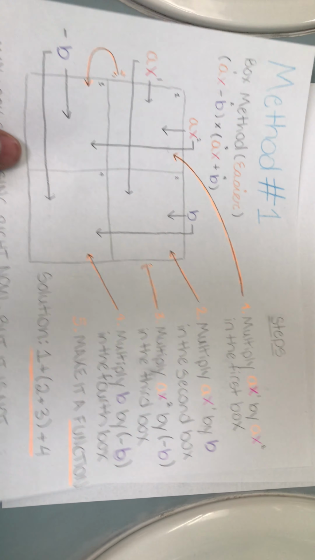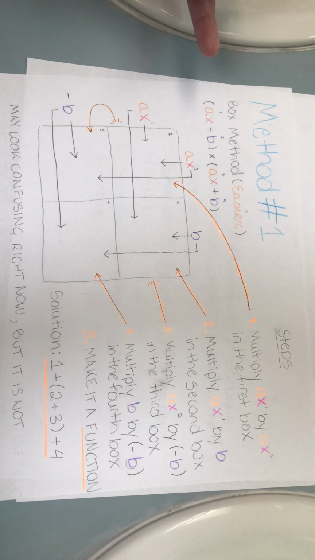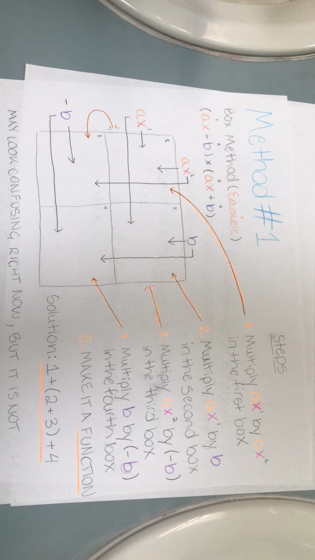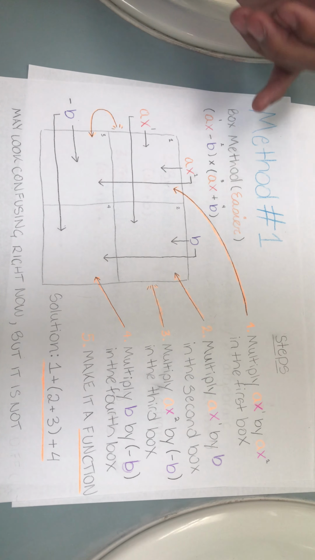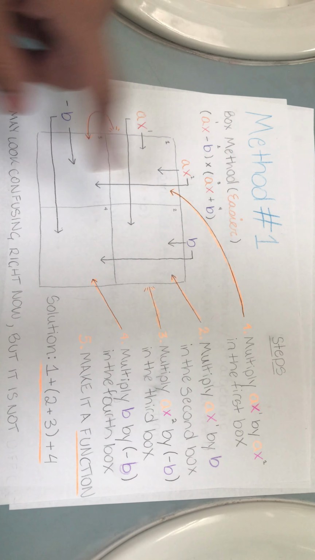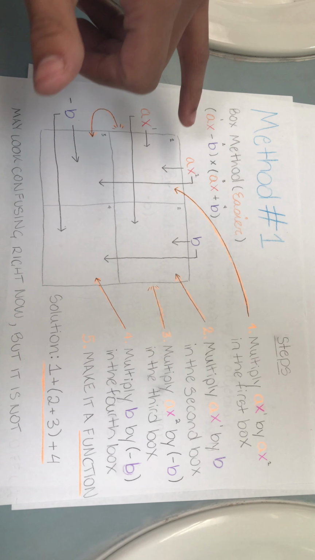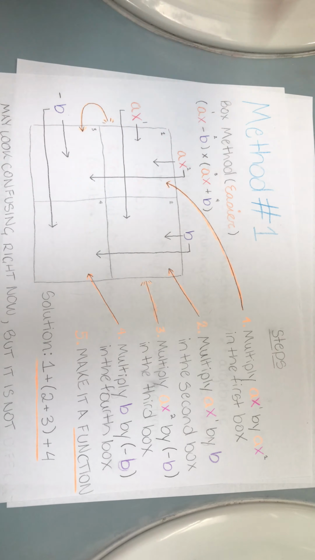Now for our first method of multiplying polynomials, the box method is the easier of the 2 methods I'm going to show you. Take for example, ax minus b times ax plus b. You're going to set up a little box and divide it into 4 quadrants. For easier viewing, I numbered them 1, 2, 3, and 4.